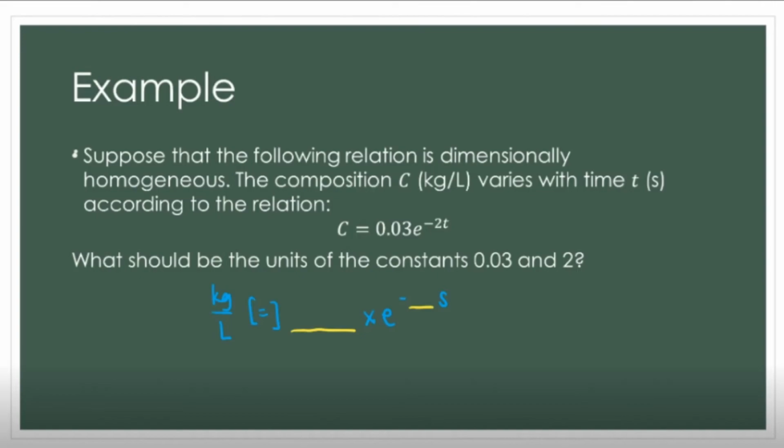First, we will examine the exponential term, that is e raised to negative 2t. One useful thing to remember is that whenever you are encountering exponentials, natural logarithms, or trigonometric functions such as sine, cosine, tangent, etc., the collection of terms should be dimensionless. Let's say, for example, we have e raised to n. n here should be dimensionless.